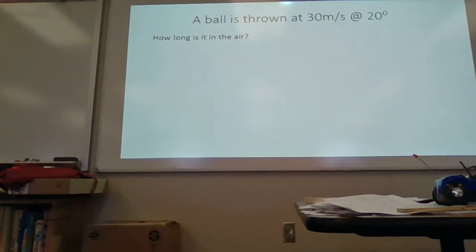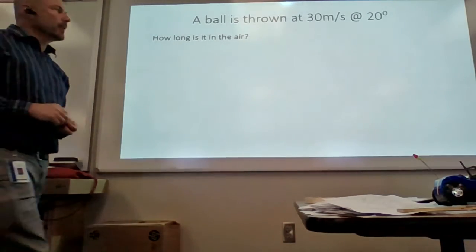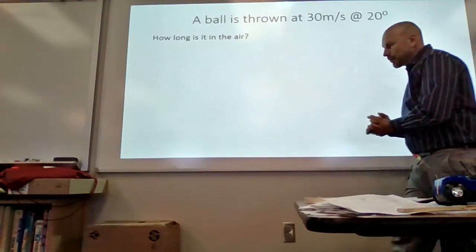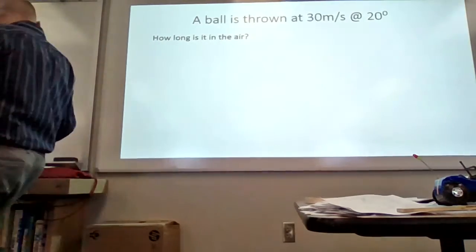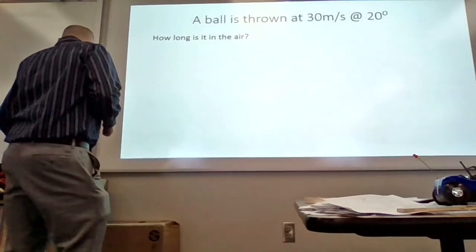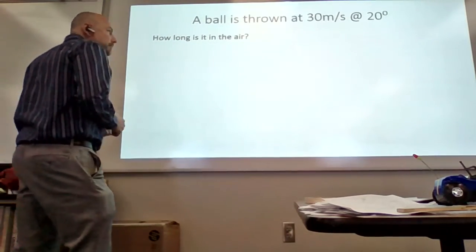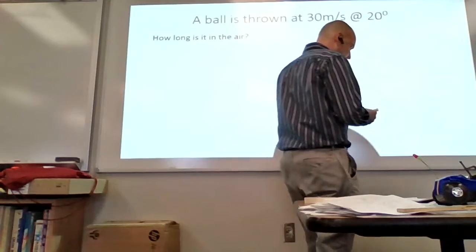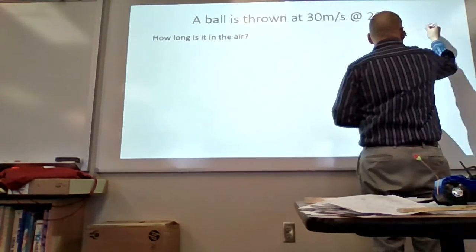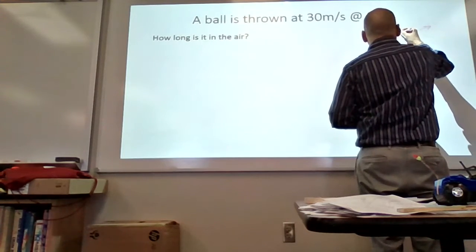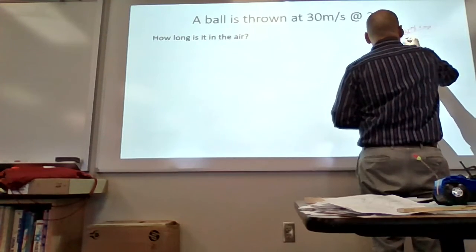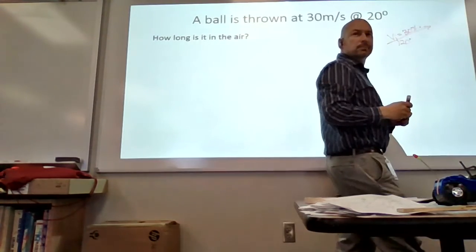All right. So, ball is thrown at 30 meters a second at 20 degrees. How long is it in the air? You're going to do a couple things. First off, you're going to draw your initial velocity vector. Your initial velocity is 30 meters a second at 20 degrees above the horizon.